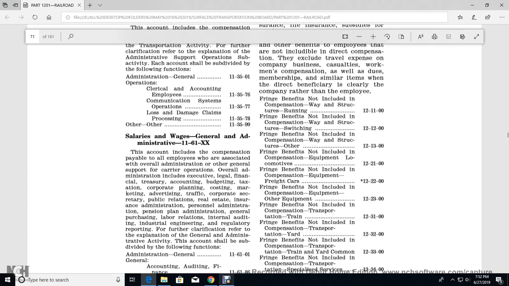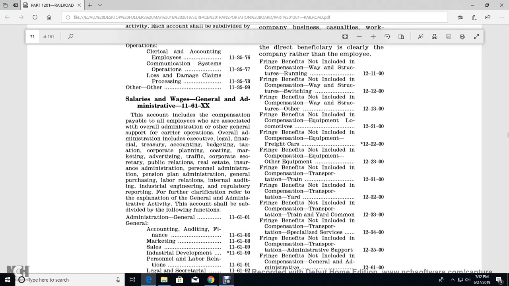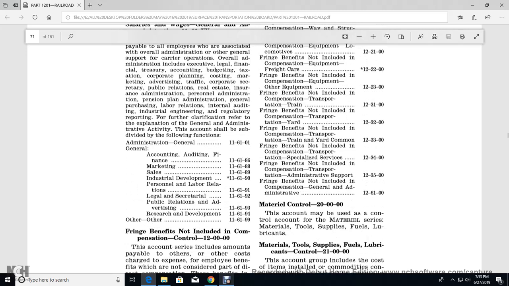administrative, personnel, administrative, the pension plan, administrative, the general purchasing, labor regulations, the internal auditing, industrial engineer, regulatory reporting. Further clarification, further explanation of the general administrative activity: the account shall be subdivided into the following functions: administrative, general accounting, auditing, financing, marketing, sales, industrial development, personnel labor relations, legal, secretary, public relations, advertising, research, development, and other.